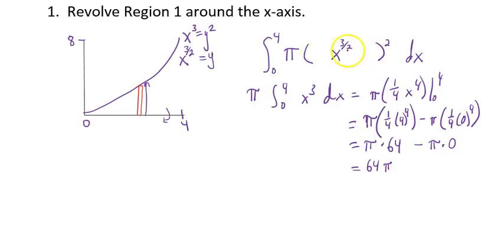The first thing I would do is simplify. I'm going to take that pi out front. I'm going to do 3/2 times 2 and just get x cubed. That's an easy antiderivative, and then I just have to plug in my 4 and 0 and solve. Get 64 pi. And obviously if you're doing it in your calculator, you're going to get the decimal version of that.